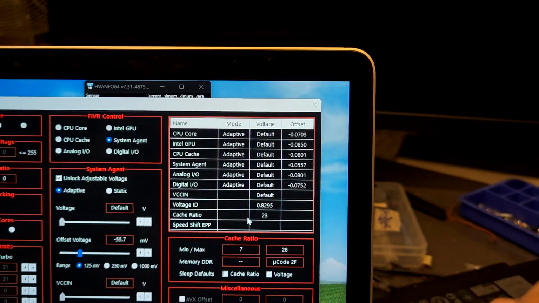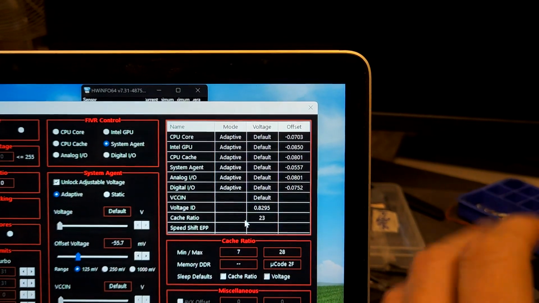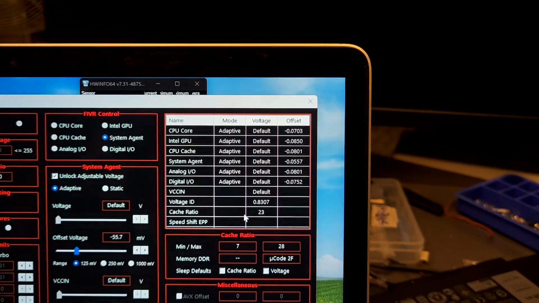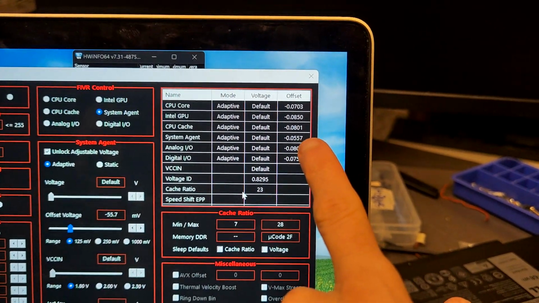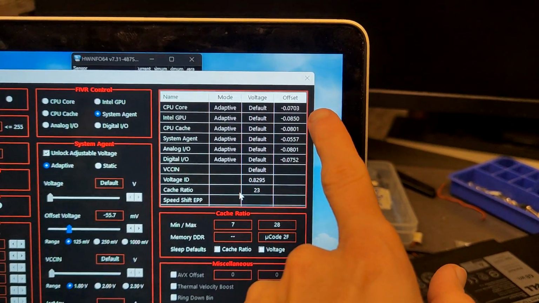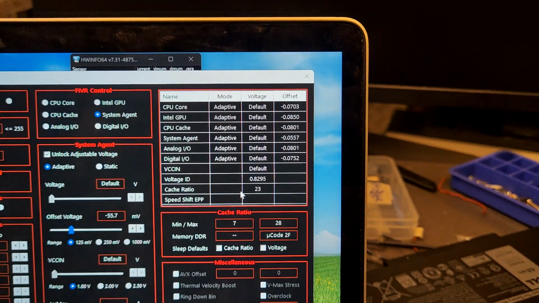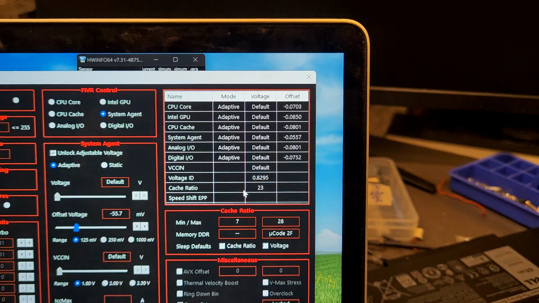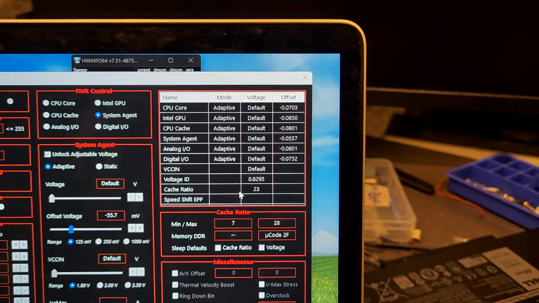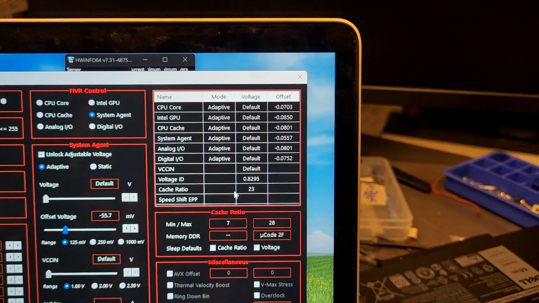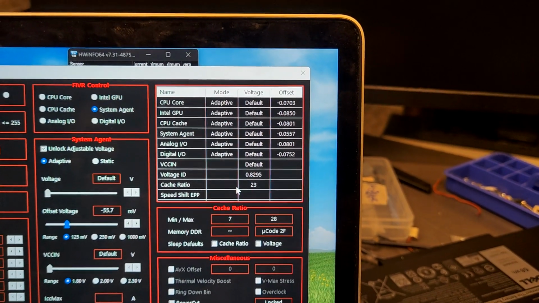And this kind of gap is also seen on Skylake. Like on Skylake, you would have maybe minus 150 on the CPU and 170 on the GPU. But the cache is almost the same value as the GPU, and even higher than the CPU. While on Skylake, on average, I would say I would get a minus 150 on the CPU core, and then I would get minus 80 on the cache. And the system agent is always the lowest undervolter of all.